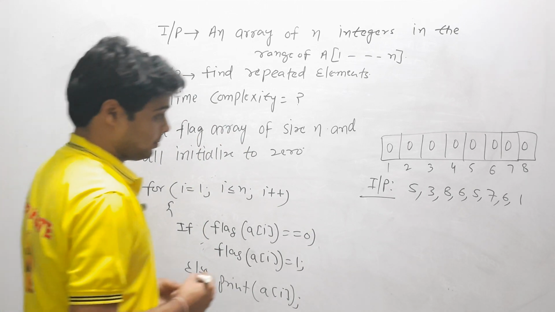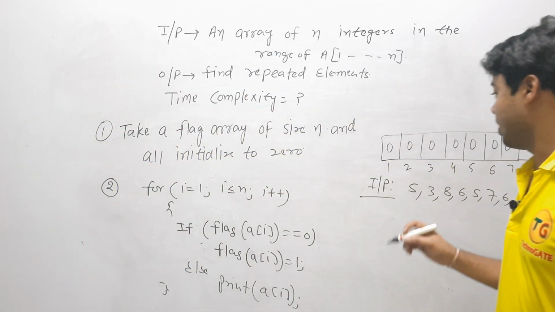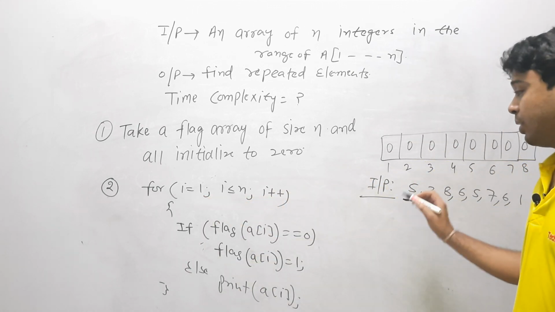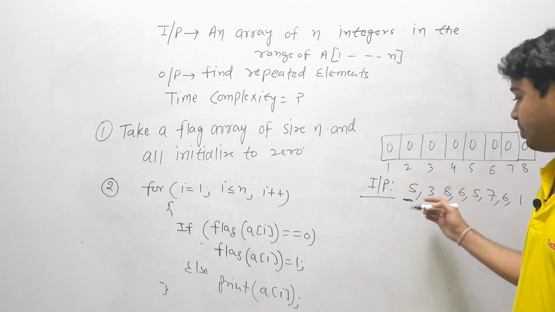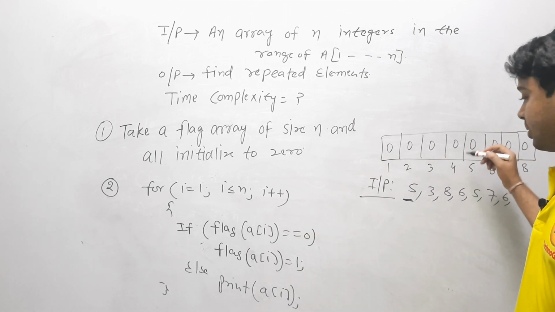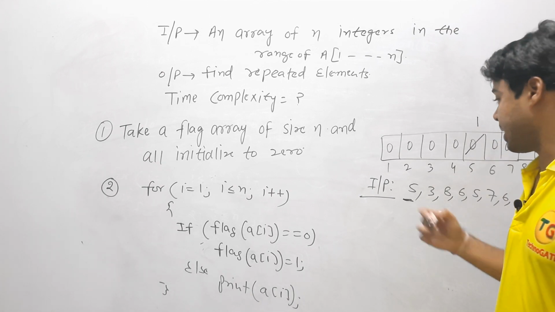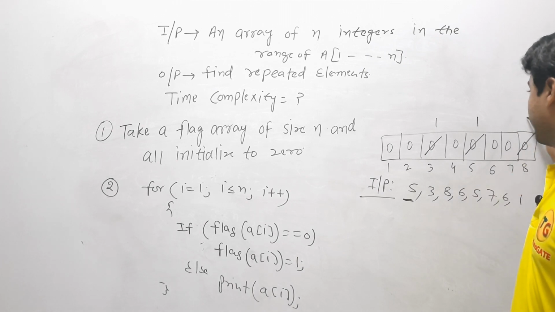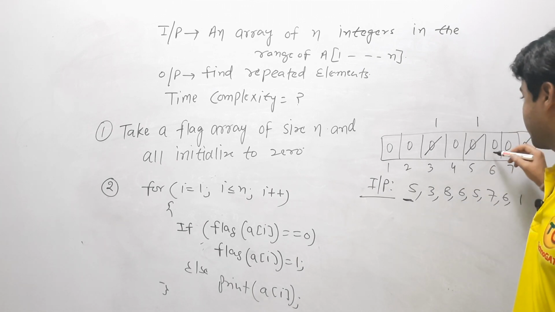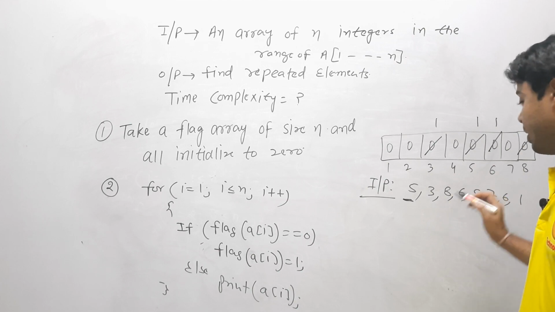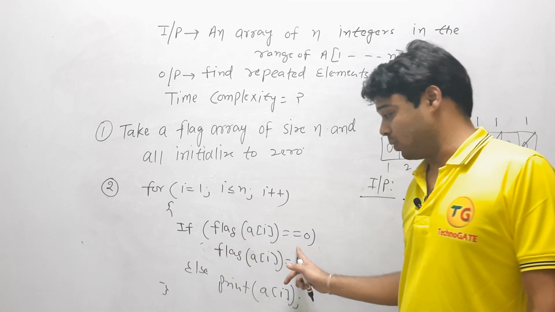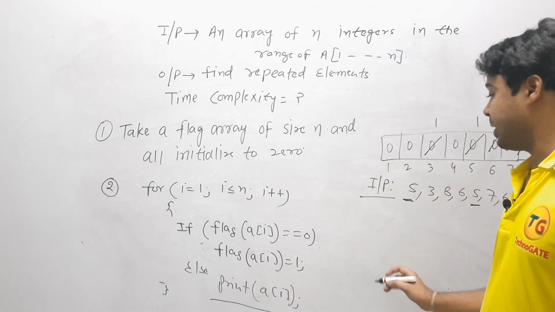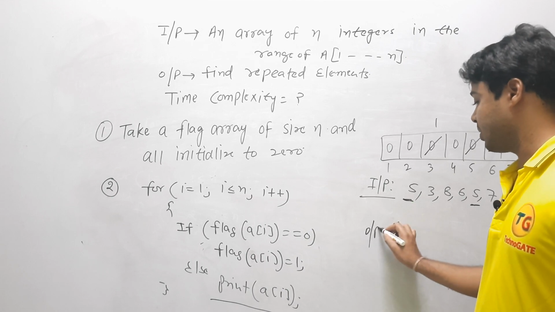So now we have to check here. Initially, i is 1. So 5 comes here. The flag value of 5 is 0, so make it 1. Next, 3, first time, make it 1. 8, first time, make it 1. Then 6, first time, make it 1. Now 5. The flag value of that element is not 0, so this element appears the second time. Then print 5. Output is 5, the first one.